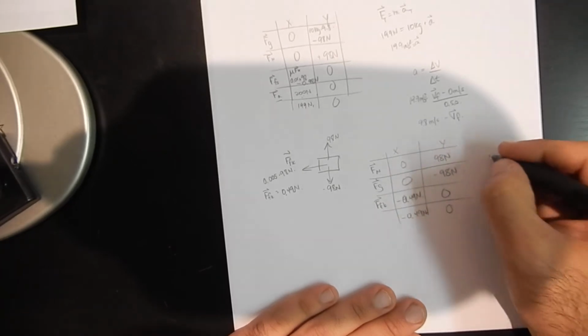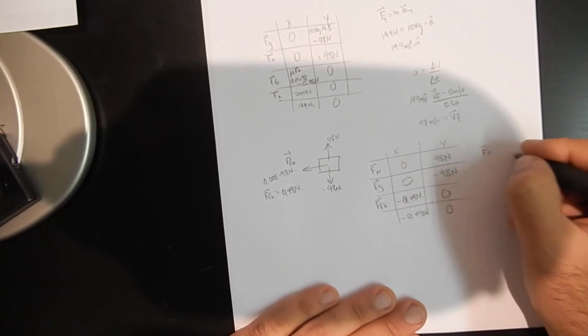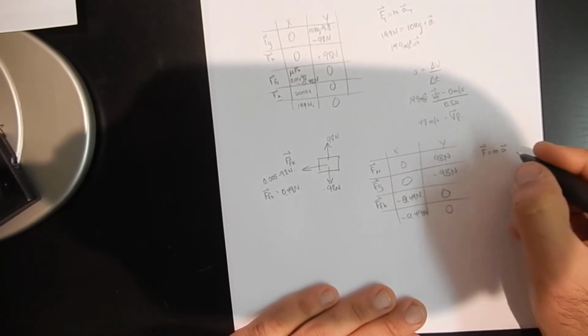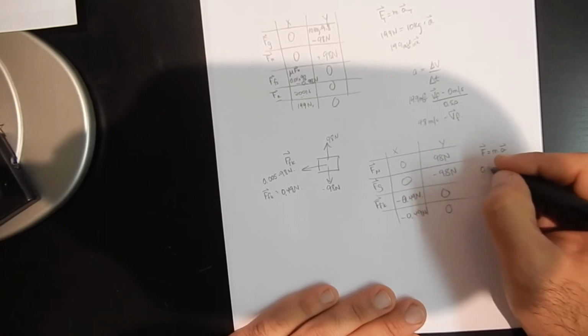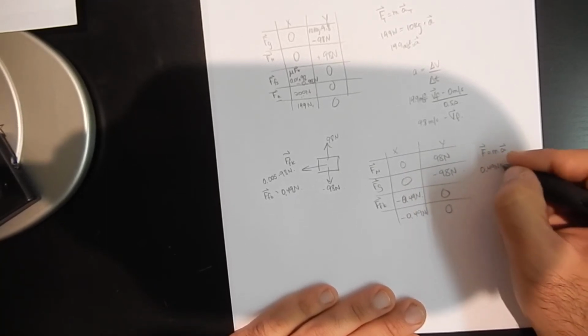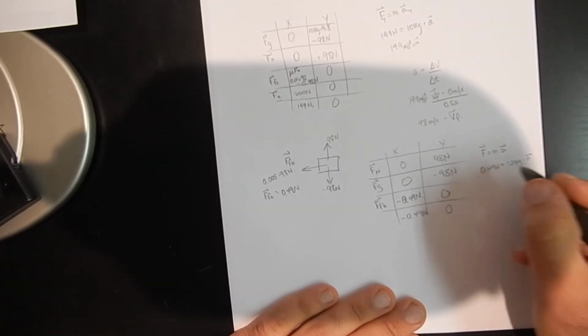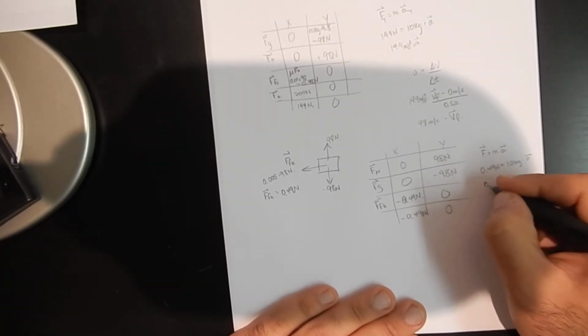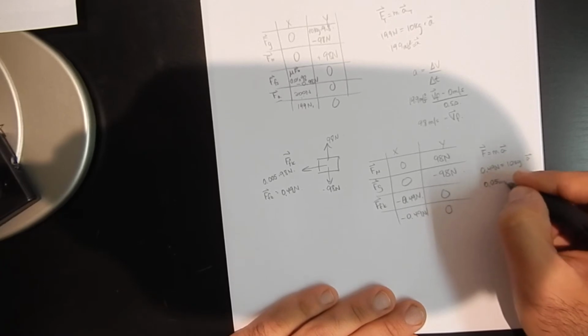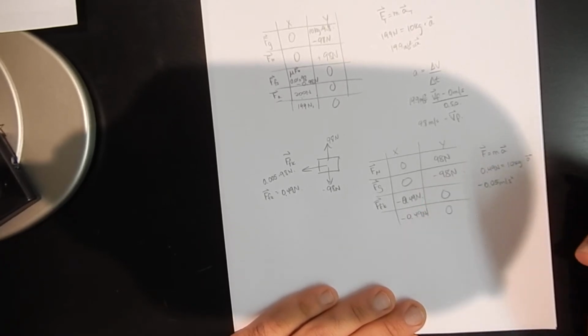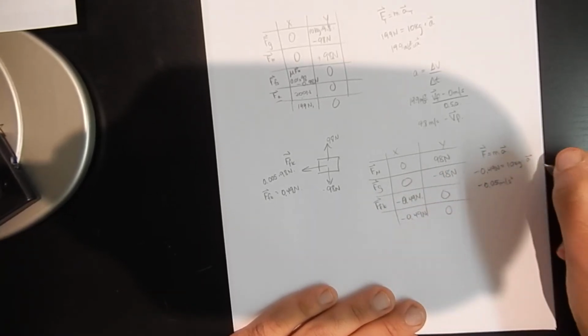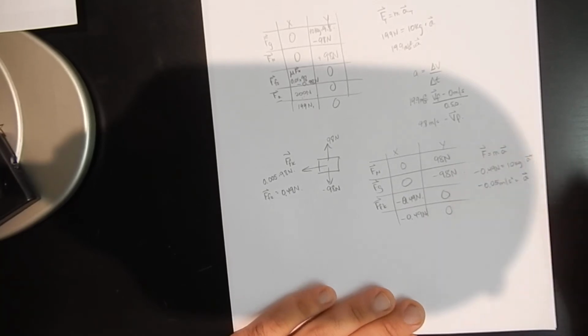Right? And therefore I can calculate what the overall acceleration is. So 0.49 newtons equals 10 kilograms times acceleration. And therefore my acceleration is 0.05 meters per second squared. Negative, because this is a negative, is equal to acceleration.